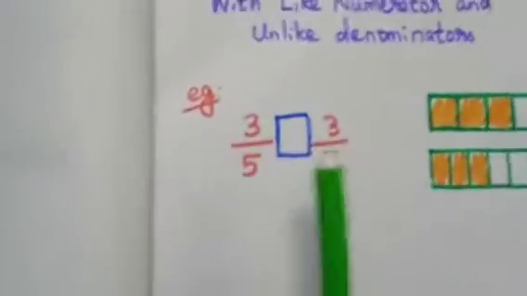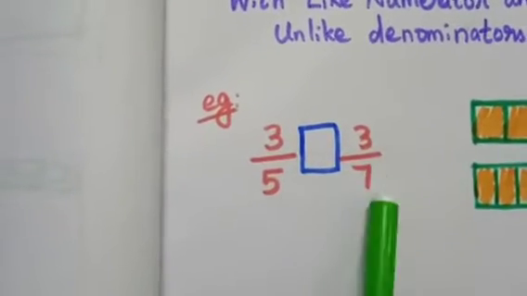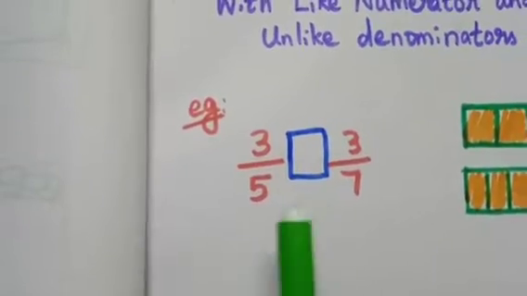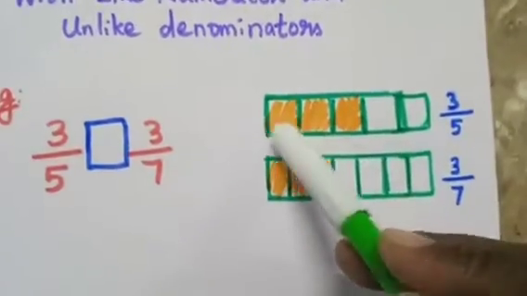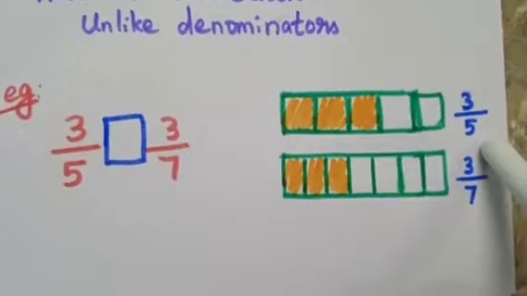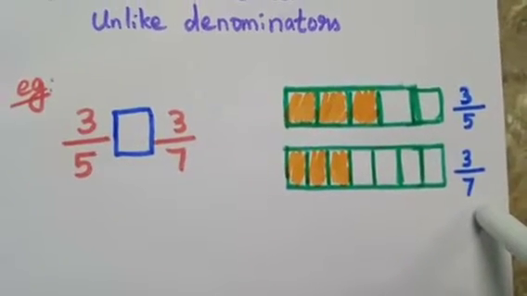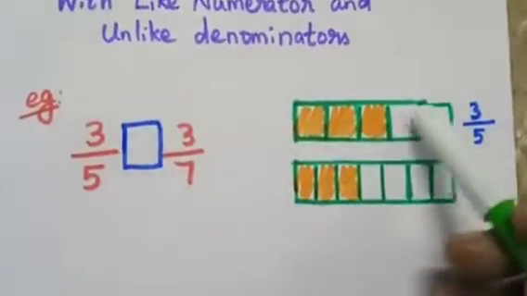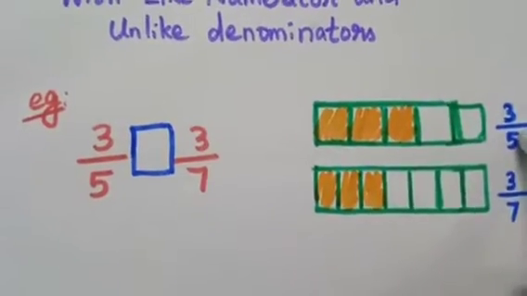See the example. 3 by 5 and 3 by 7. Which is greater? Let us see with an example, okay? See here, a whole is divided into 5 equal parts and the same whole is divided into 7 equal parts. And see the numerator, it is 3, isn't it? So 3 parts alone are shaded among the 5 and among the 7.